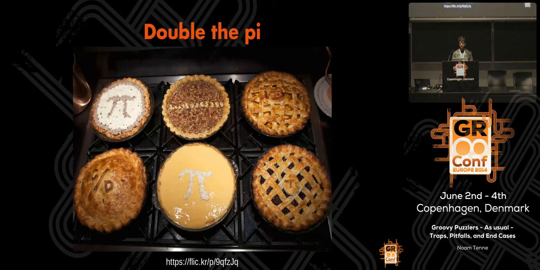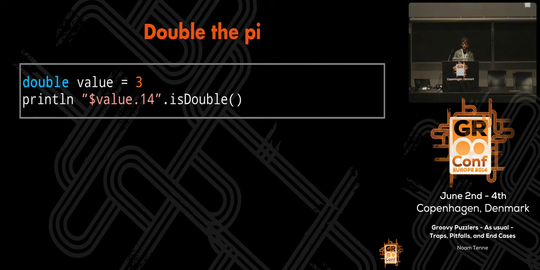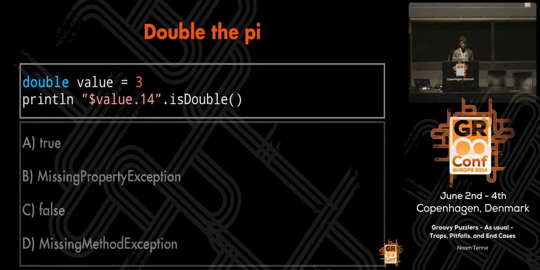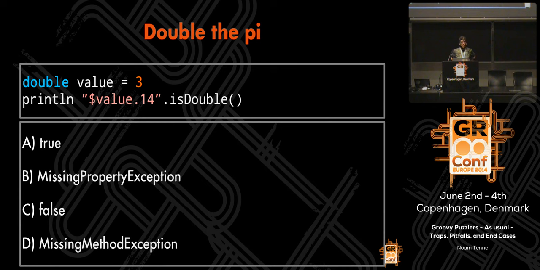Pi. Who doesn't love pi? Both the food and the number. This is actually one of my favorite puzzlers. Not just because I love pi. So, place your bets, people. Is it true? Who says true? It'll evaluate as a double because 3.14 could be a double. Okay. Missing property because there's no such property as 14.